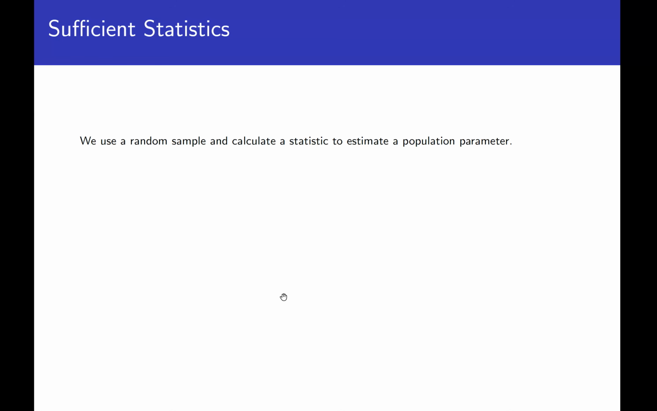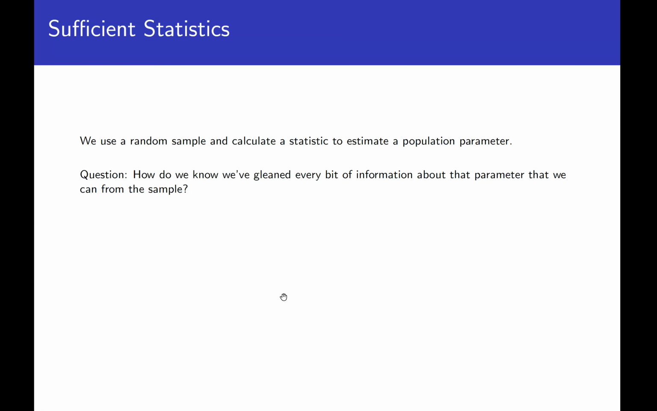So to start this off, we're going to talk about the concept of sufficient statistics. Now, certainly, we've already used statistics to help us estimate population parameters. Usually when we calculate a statistic, we call that a point estimate for a parameter. So we've certainly done that with some random samples and those kinds of things to estimate them.